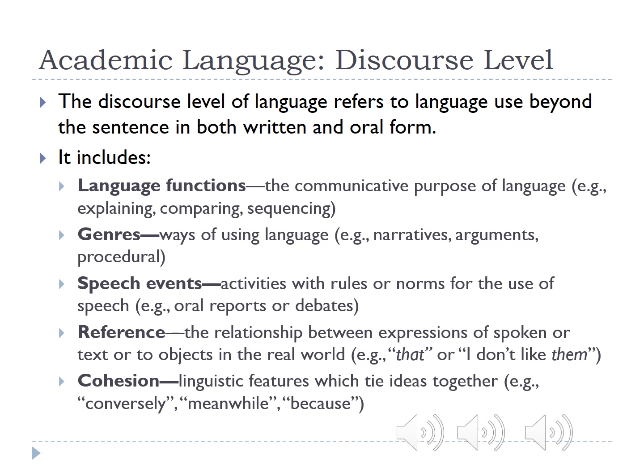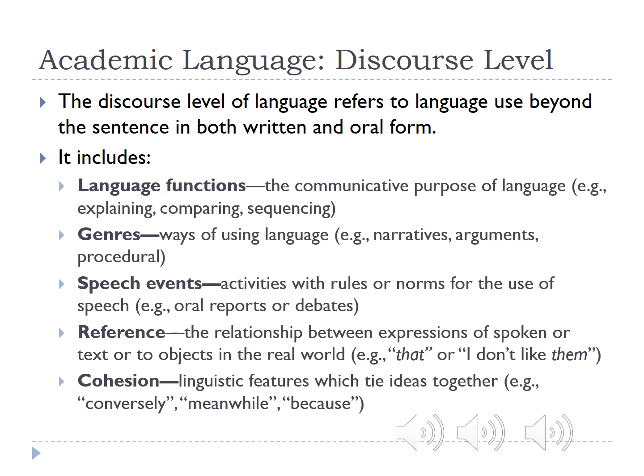The first level of academic language that we're going to talk about is the discourse level. Discourse is a way of characterizing language beyond the sentence level, either in spoken or written form. For example, someone who studies discourse might look at a whole conversation or a whole written text.